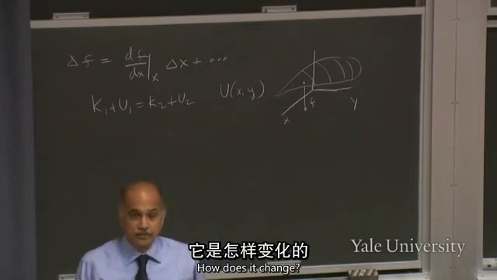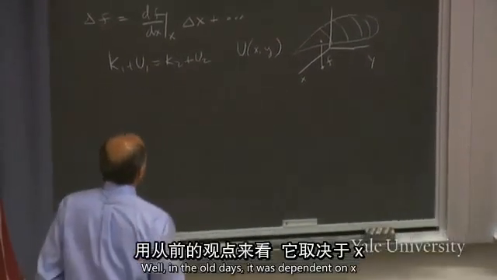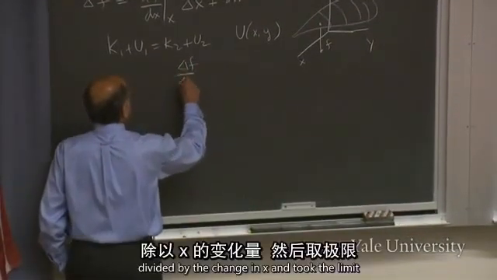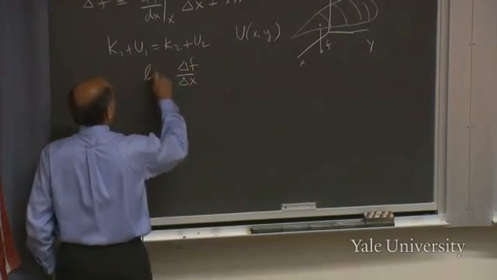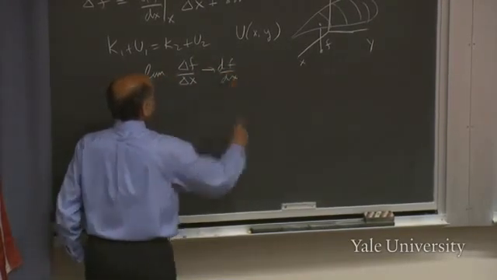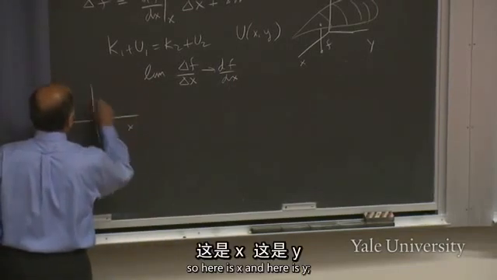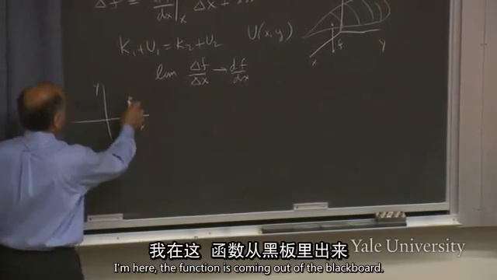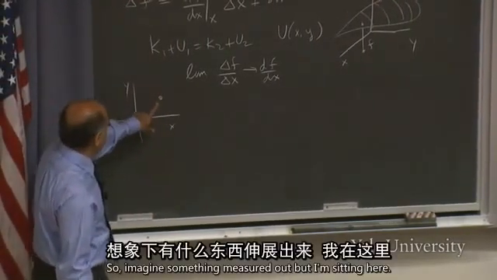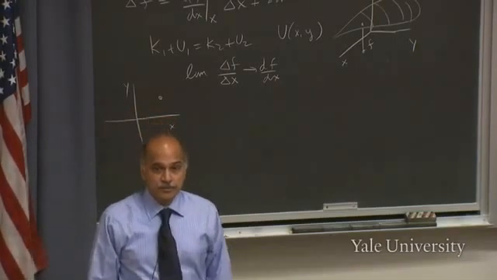Well, in the old days, it was dependent on x, and I changed the x, and I found the change in the function divided by the change in x and took the limit, and that became my derivative. But now I'm sitting in the xy plane, so here is x and here is y. I'm here, the function is coming out of the blackboard. So imagine something measured out, but I'm sitting here. Now I want to move and ask how the function changes.